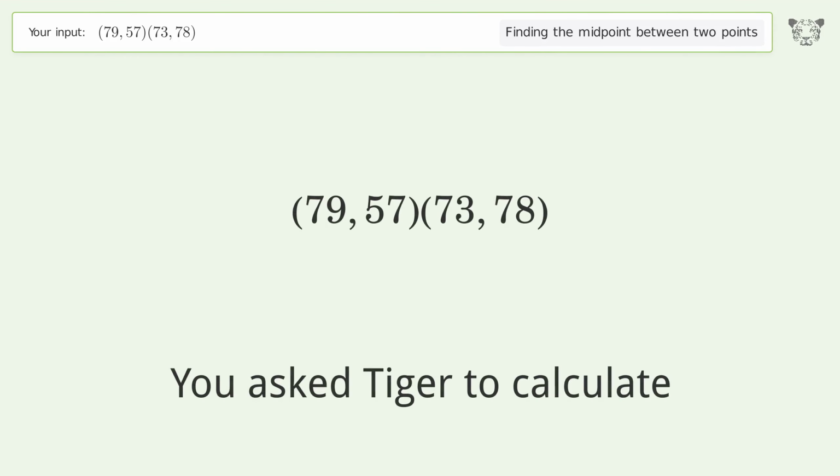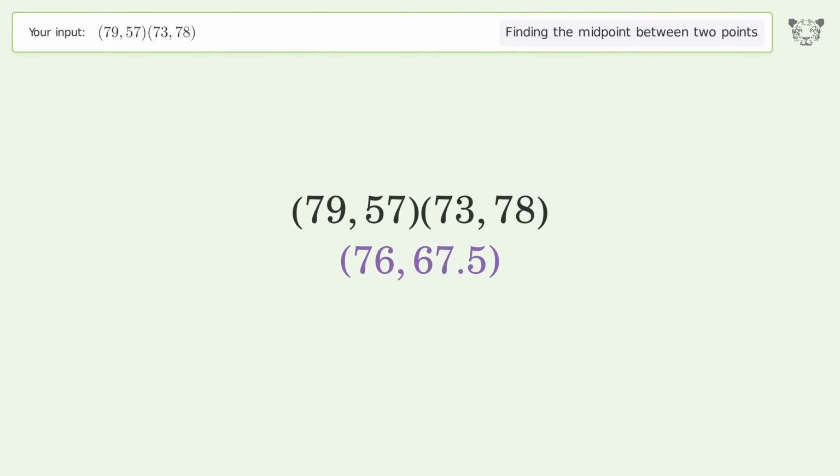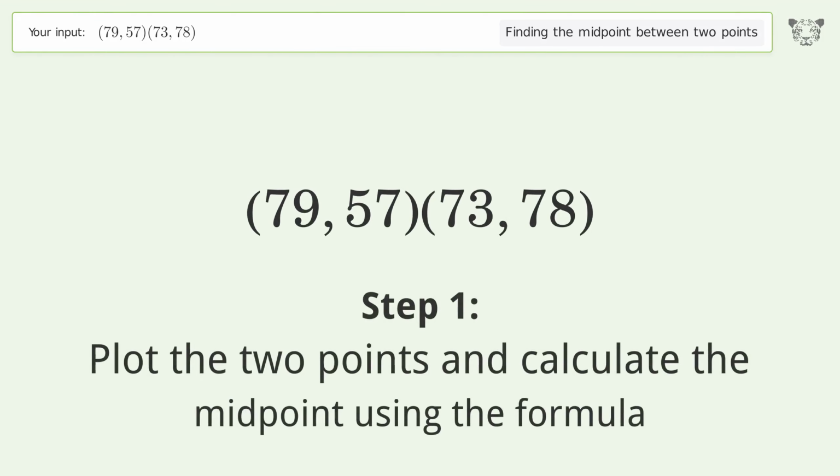You ask Tiger to calculate. This deals with finding the midpoint between 2 points. The midpoint between the 2 points is 76, 67.5. Let's solve it step by step. Plot the 2 points and calculate the midpoint using the formula.